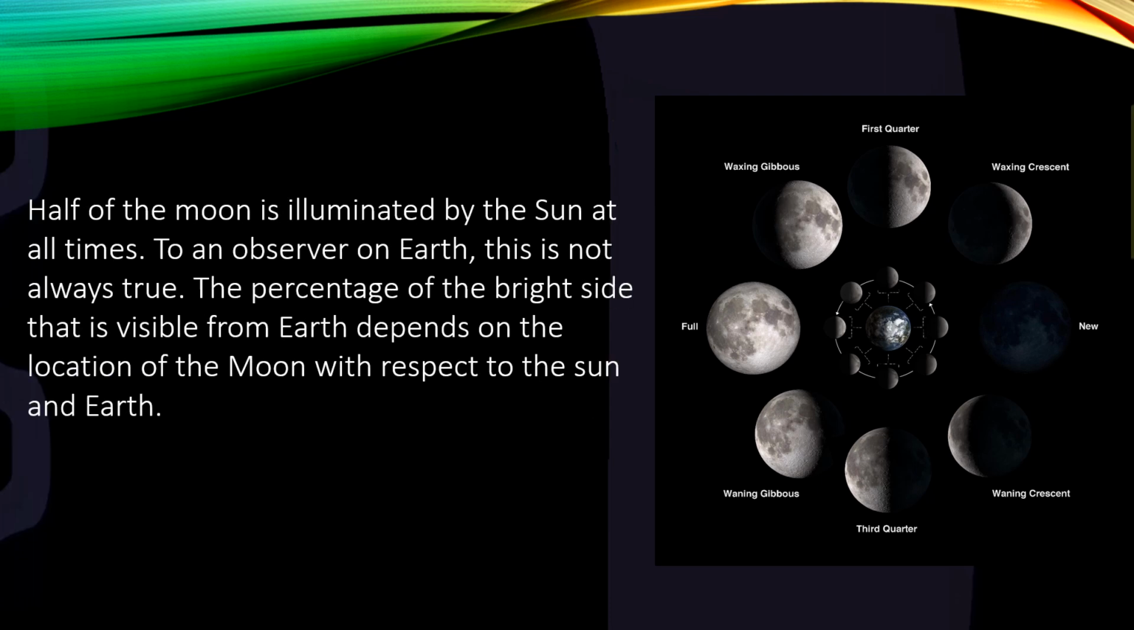Half of the moon is illuminated by the sun at all times. To an observer from Earth, this is always true. The percentage of the bright side that is visible from Earth depends on the positions of the sun, the Earth, and the moon as seen from Earth.